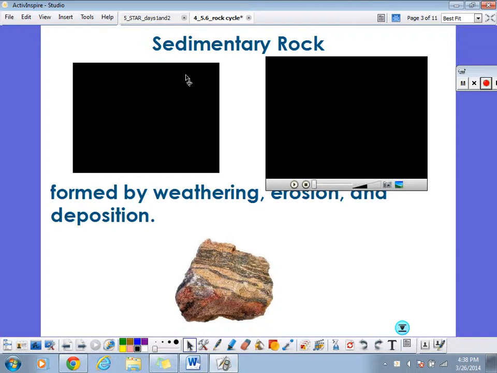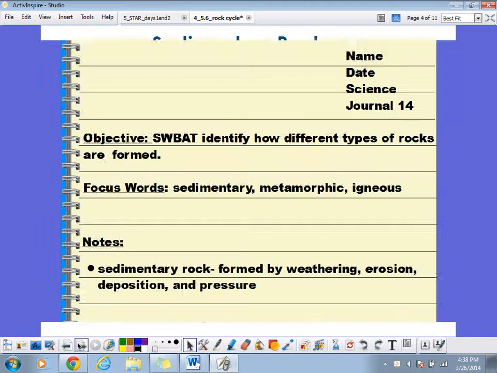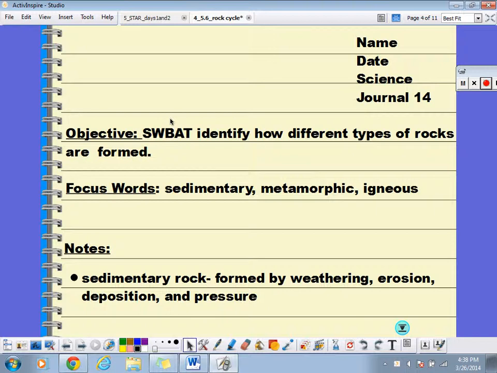So again, sedimentary rock is formed by weathering, erosion, and deposition. And we are going to write that down in our journal. Right underneath where you wrote your focus words, just skip a line, write the word notes, make sure you have a bullet point, and write down sedimentary rock, formed by weathering, erosion, deposition, and pressure. That means it gets squeezed together. Please pause the video if you need more time to write.